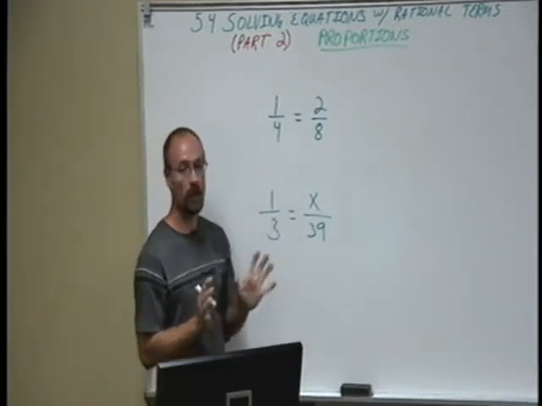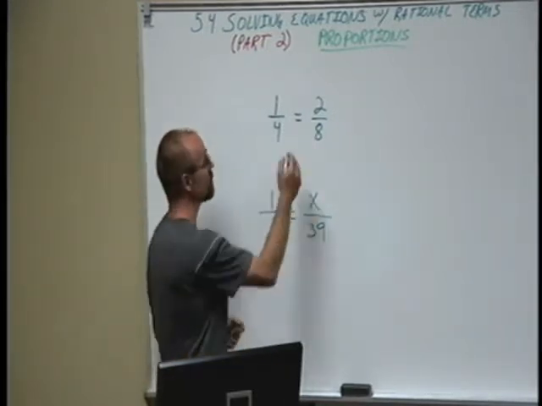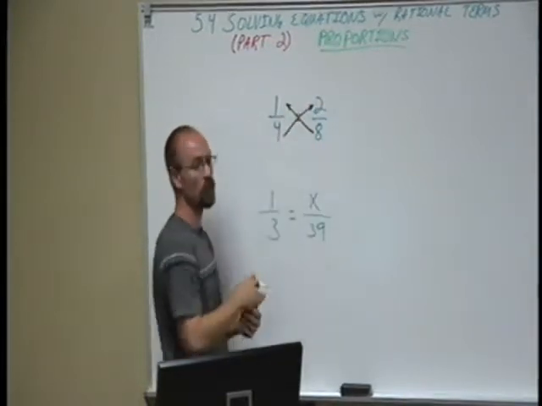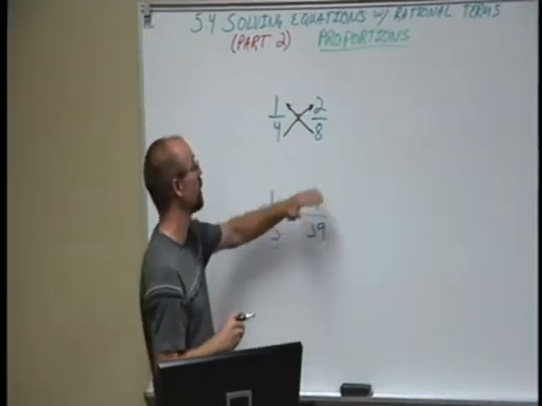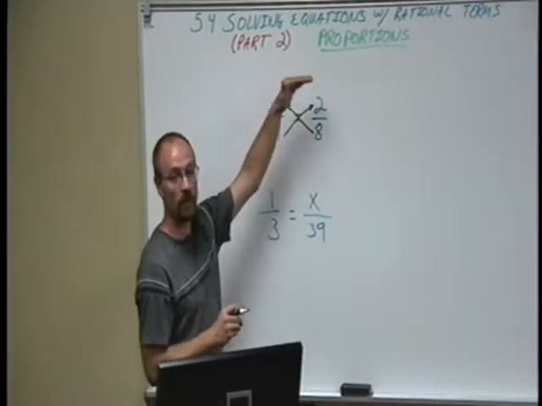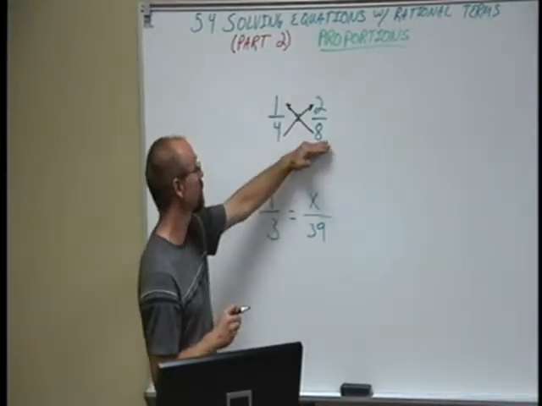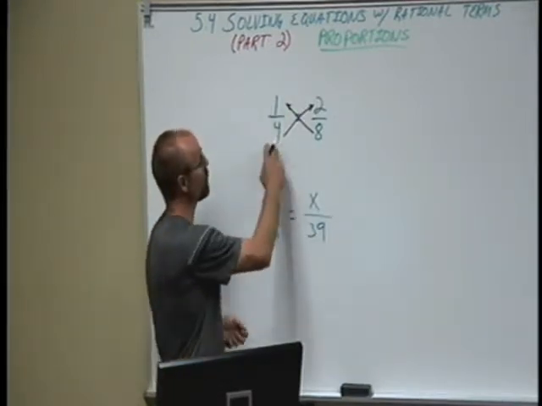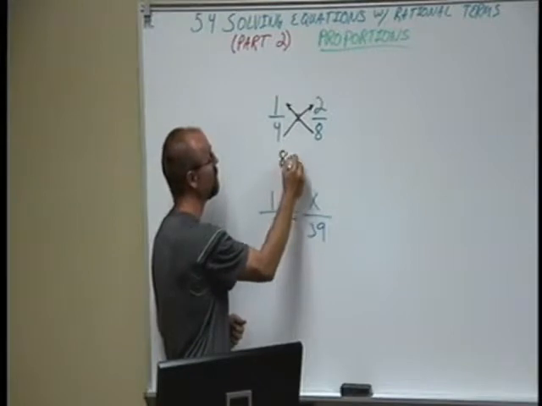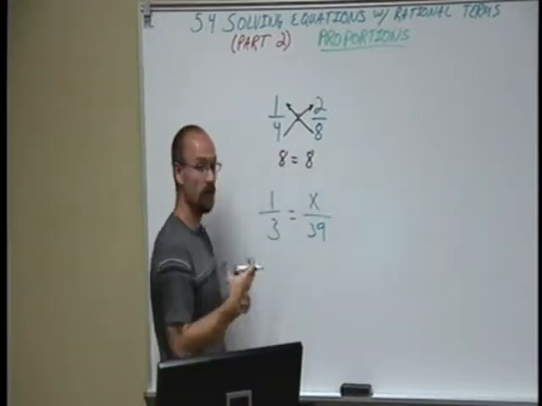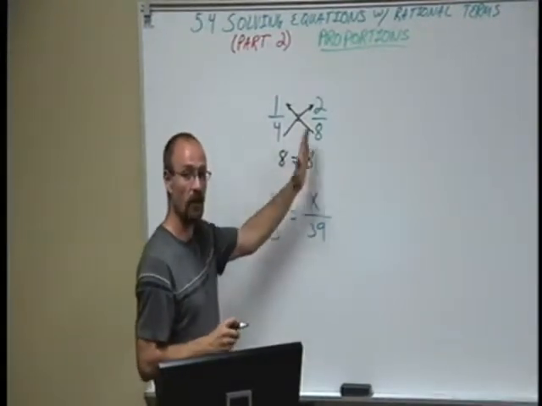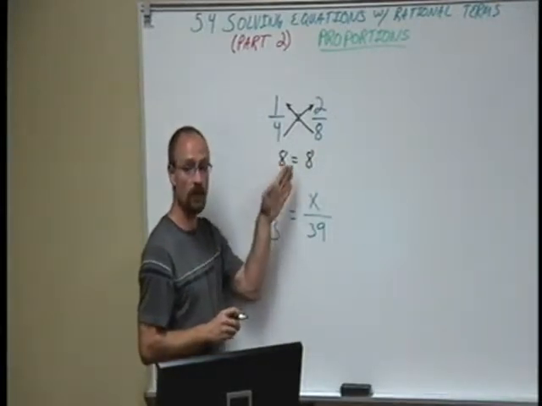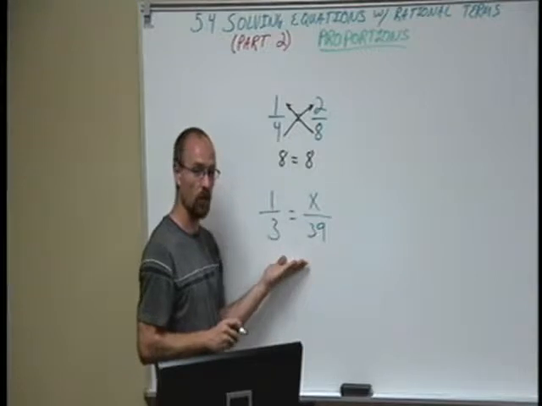Now, what we're going to look at is the cross product. Since we've determined that this is a true statement, we're going to use the cross product. And the cross product is just defined as the denominator of one side times the numerator of the other, and the denominator of the other times the numerator of the first. So if we do this, we get 8 times 1 is 8, 4 times 2 is 8. This is a true proportion. They are equal to each other. So we can use this cross product to solve other proportions as well.